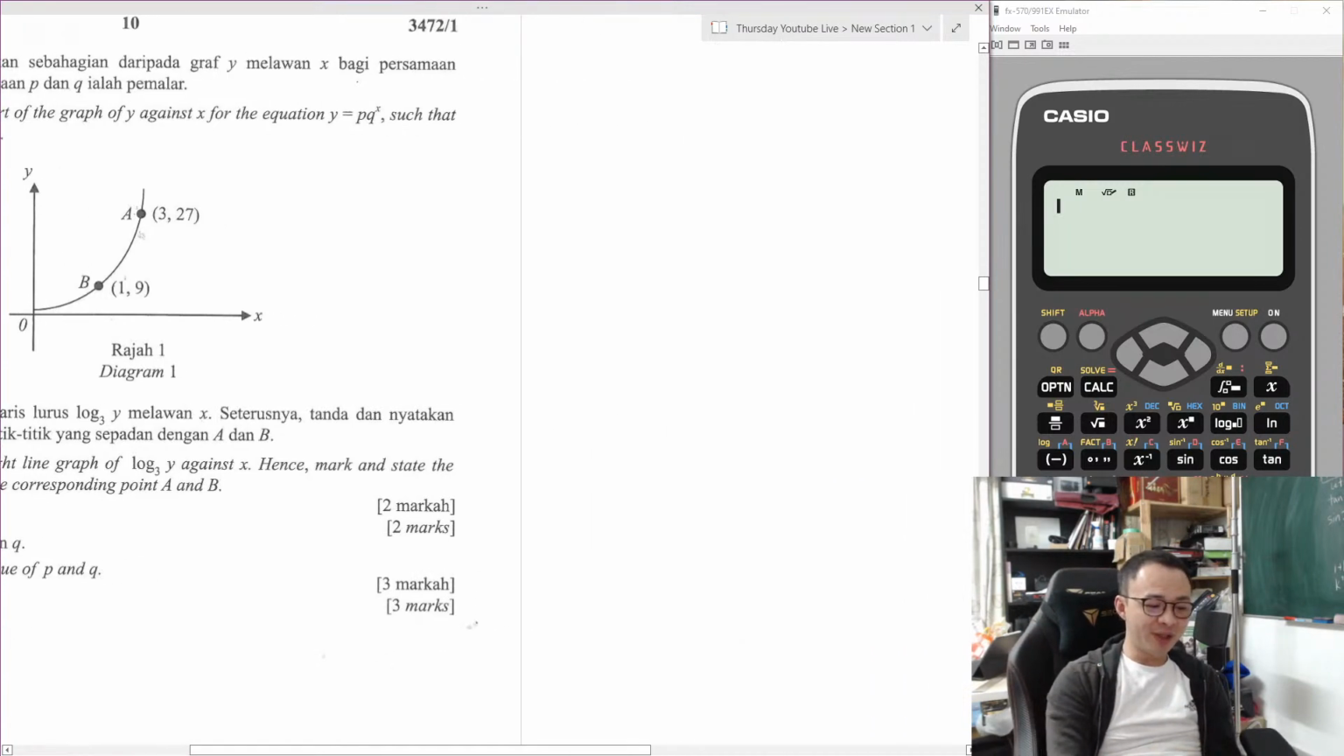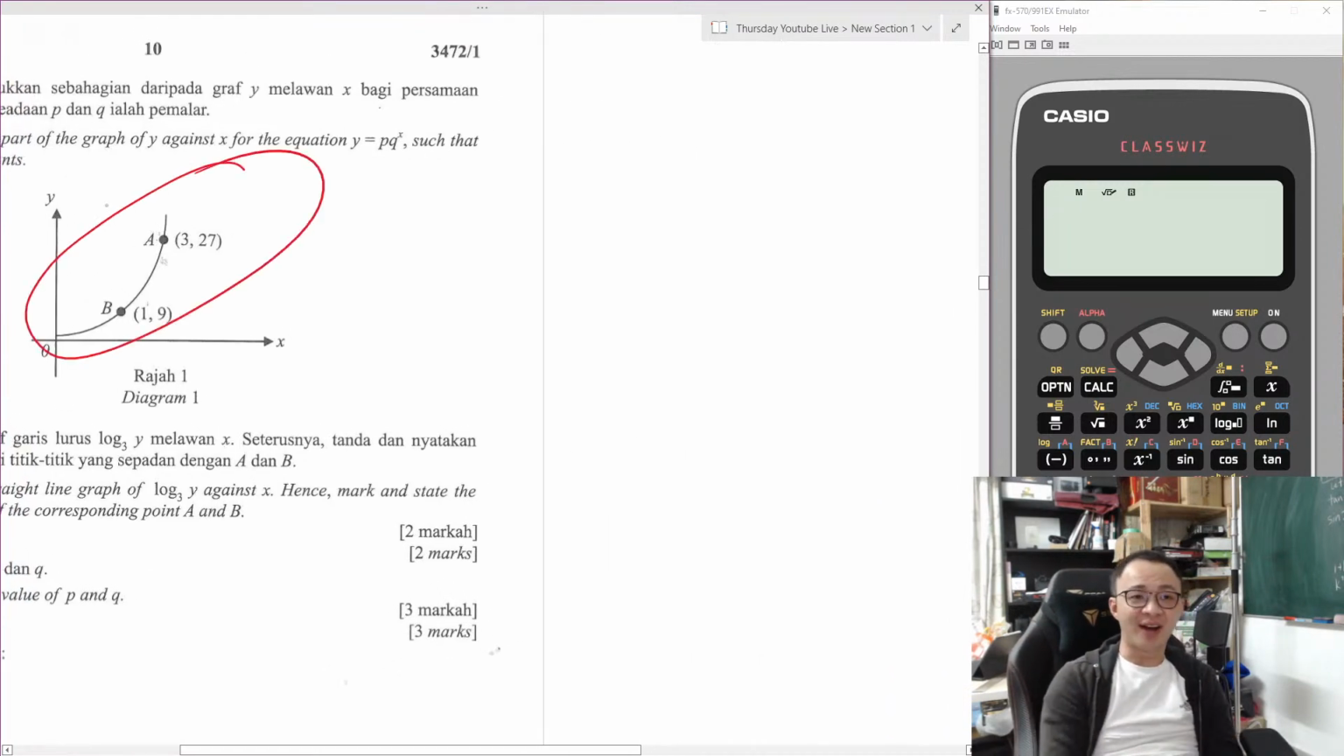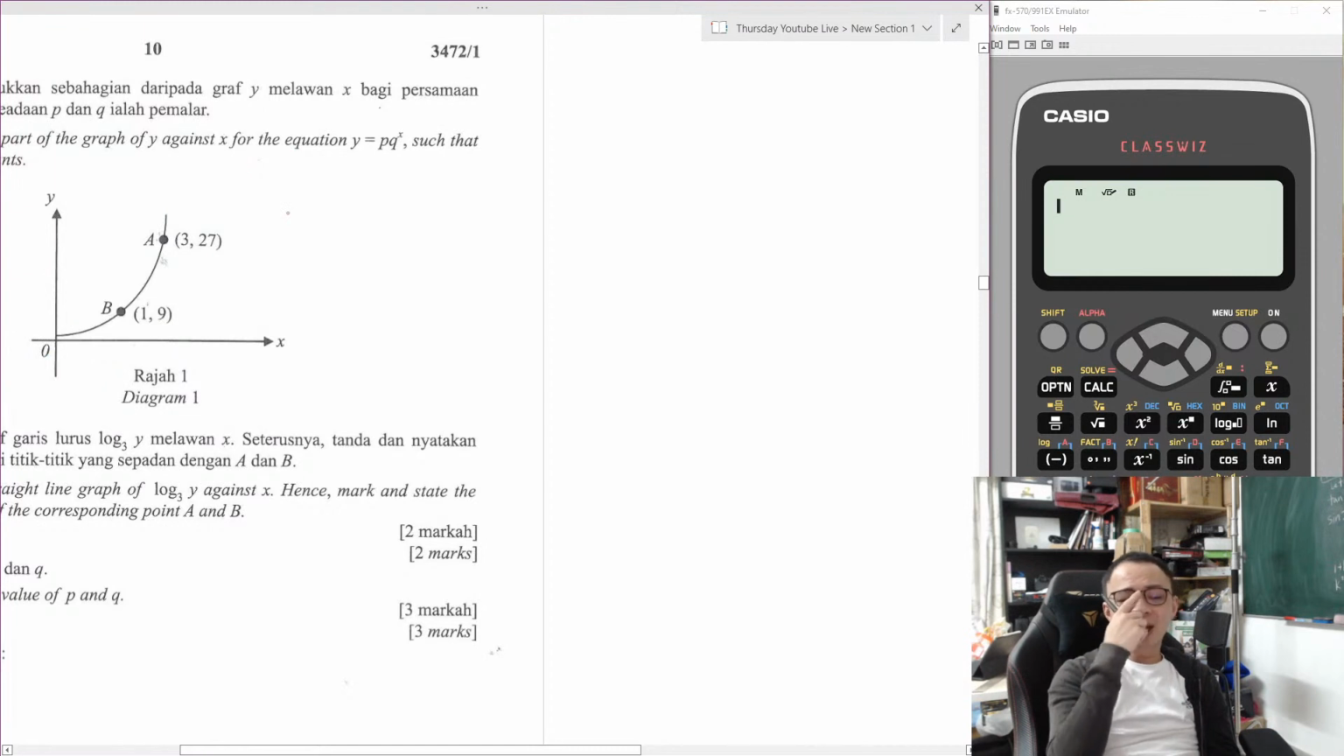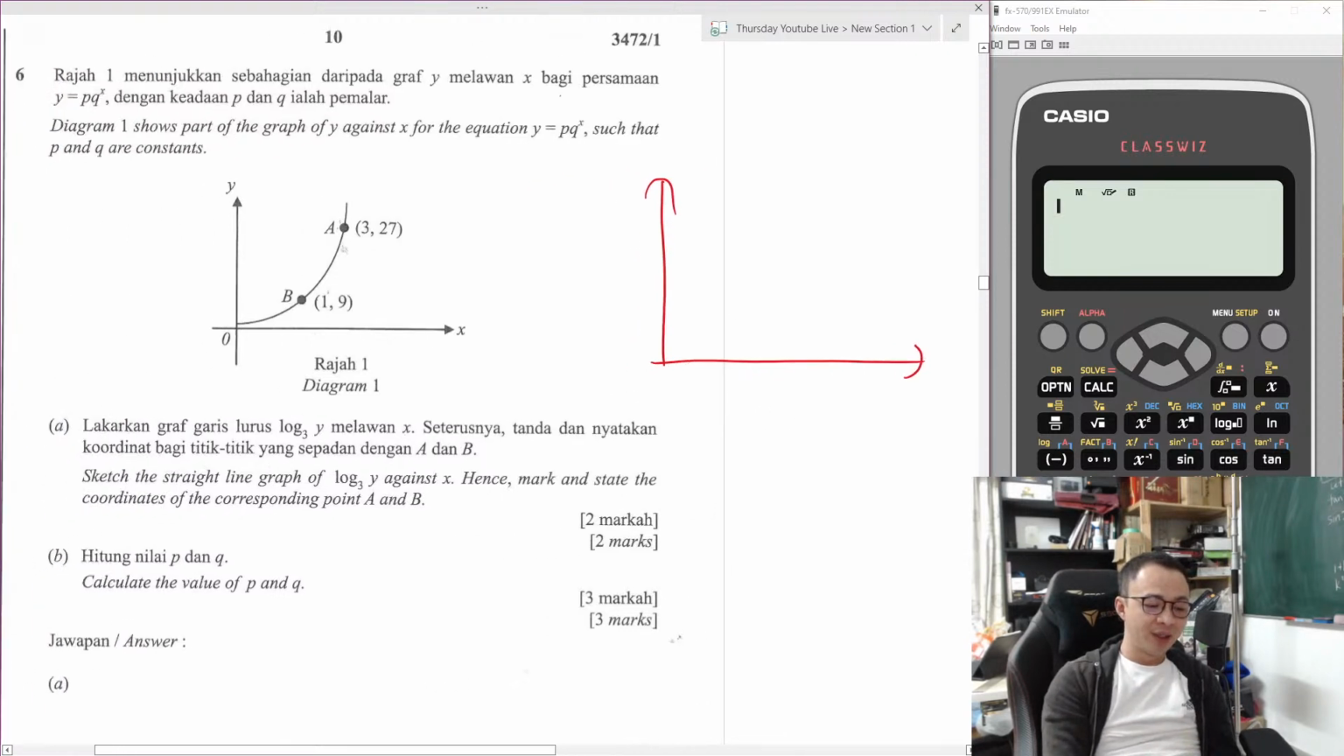Alright, so this one, you need to understand this is not a straight line. Basically it means this is a curve. It's normal because it's PQ power of x. So right now we want to make it into a straight line. This question is kind enough to tell you your x-axis and y-axis, because sometimes the question will not tell you. They already tell you it is log 3 y against x. So it's very kind.